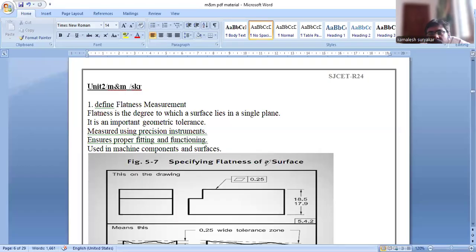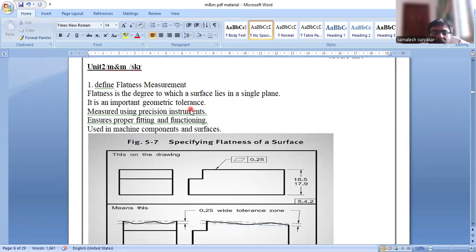So, welcome to this subject of measurement and metrology, second unit. Here, I have taken some 10 to 12 questions to discuss about the unit 2 marks. Unit 2 is completely based upon flatness measurement. So flatness is measured. We have to measure that flatness also.